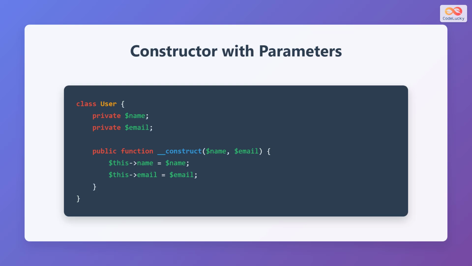Constructors can also accept parameters, allowing you to pass values when creating an object. Here's an example. Inside the class User, we have two private variables, name and email. The constructor, declared as public function __construct, now accepts two arguments, name and email. Inside the constructor, we assign these passed-in values to the object's name and email properties using $this->name = $name, and $this->email = $email.